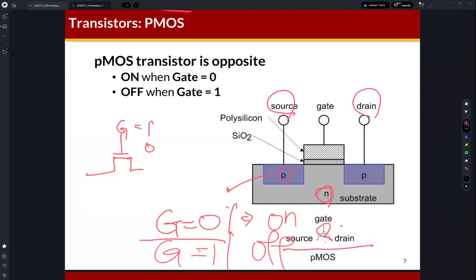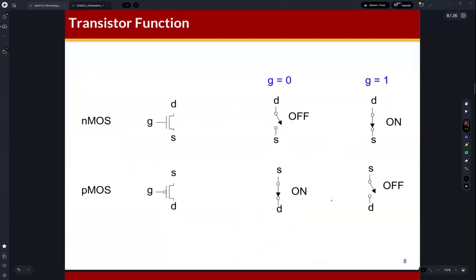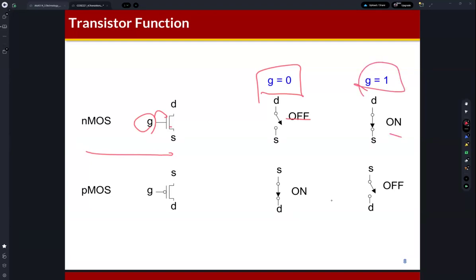If we can understand the basic behavior of the NMOS transistor, then we can also understand the behavior of the PMOS transistor. It's just the inverse. So this is the summary of the transistor function. This is the symbol of the NMOS transistor, and the gate is directly connected to this node. If G is 0, meaning the gate voltage is low or ground, then the drain and source are disconnected. This is the off state. And if G is 1, then drain and source are connected. This is the on state.